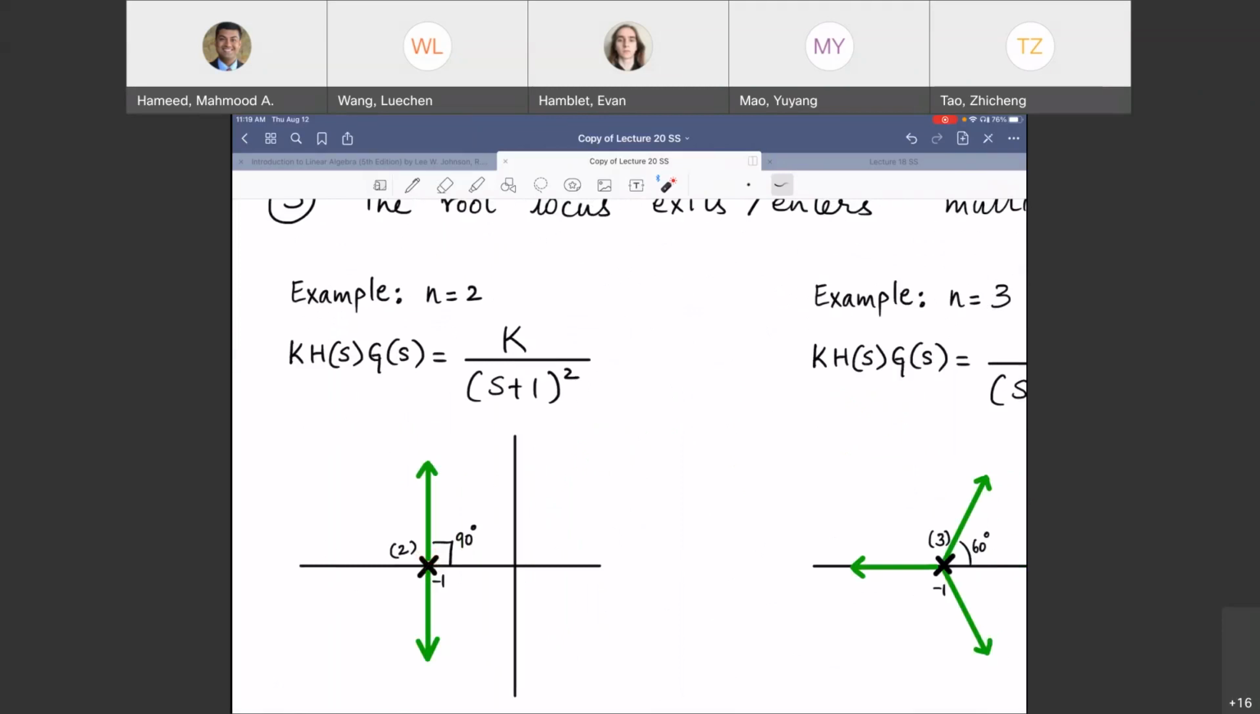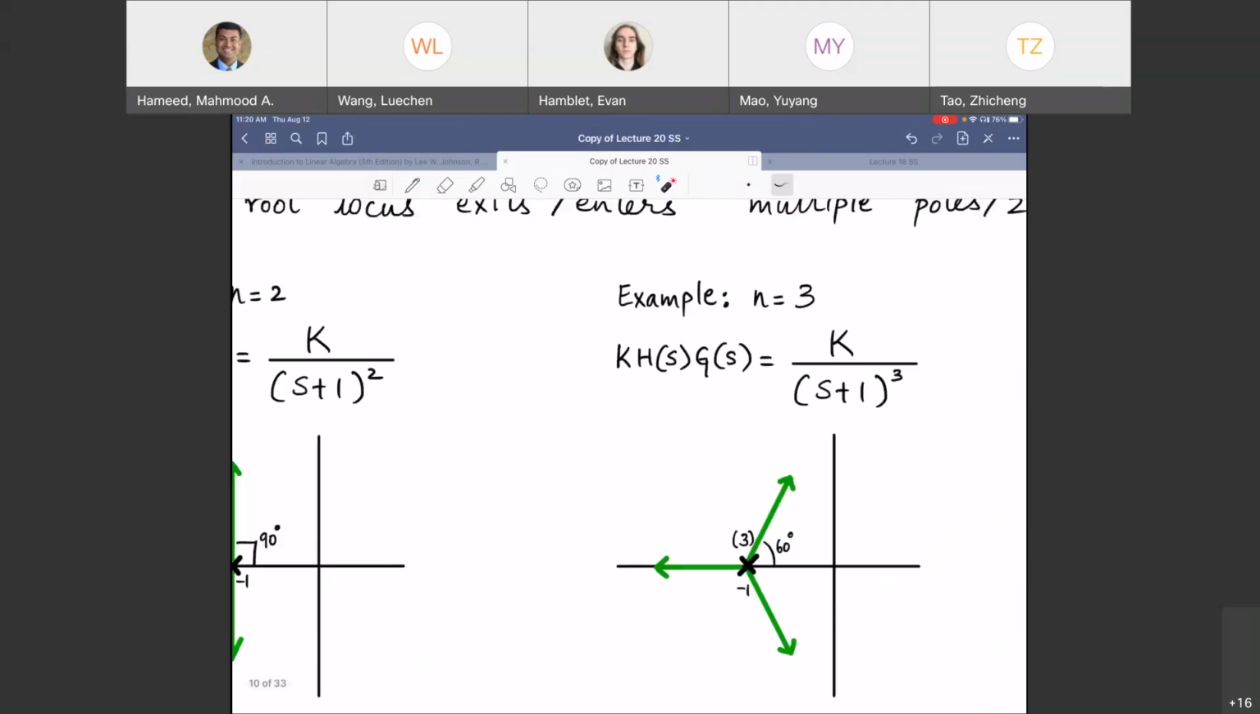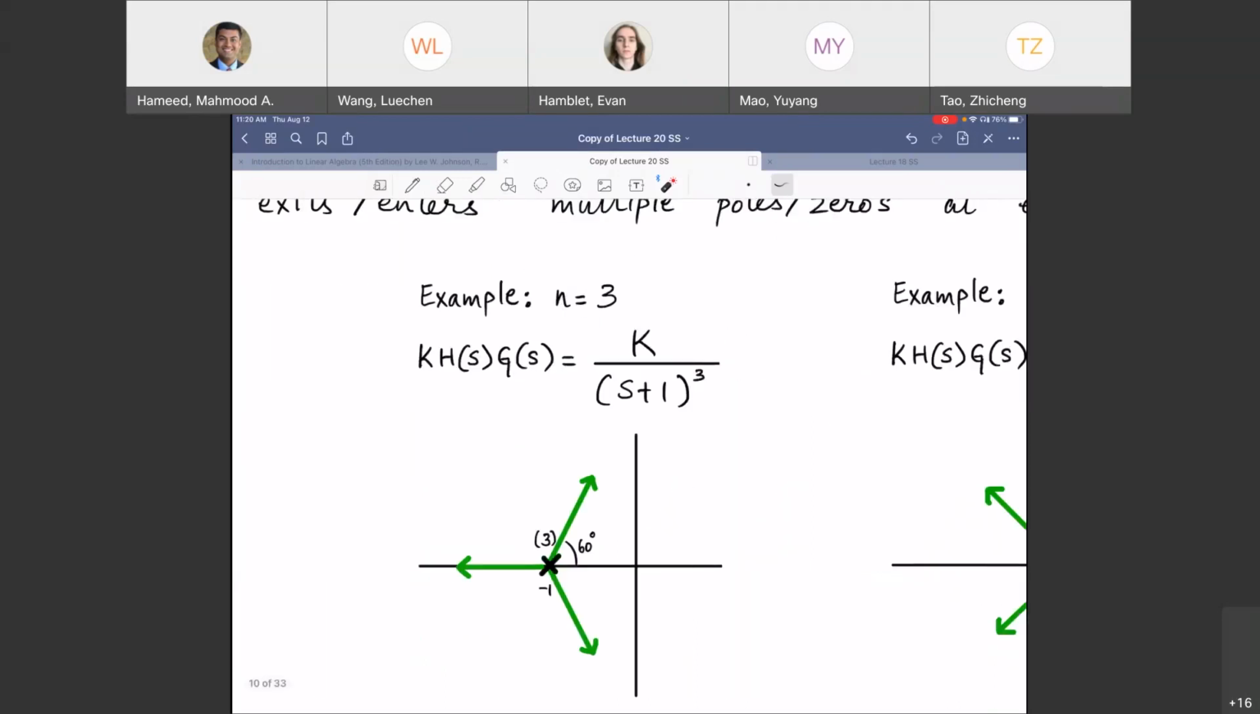What are the angles? Pi divided by n, pi divided by 2. So you got plus pi over 2 and negative pi over 2. Those are the angles at which the root locus exits. How about enters? There's no entering here. There's no zero here, so it doesn't enter. Next, n equals 3. So you have 3 poles. They are all coincident at -1.